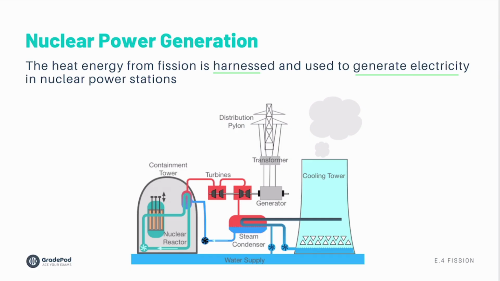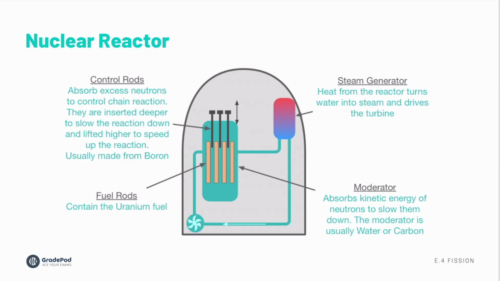The only difference is the fuel that turns that turbine is nuclear fuel, and it's this containment tower and this nuclear reactor I'm very much interested in. I'm going to explain this nuclear reactor to you, and we start with the fuel rods. The fuel rods is where the uranium is, and that's where the reactions take place.